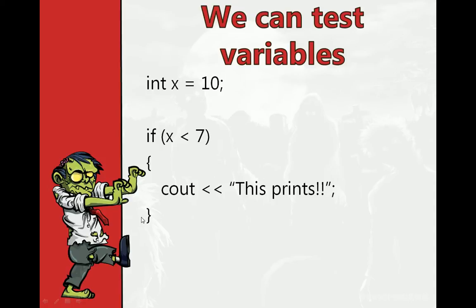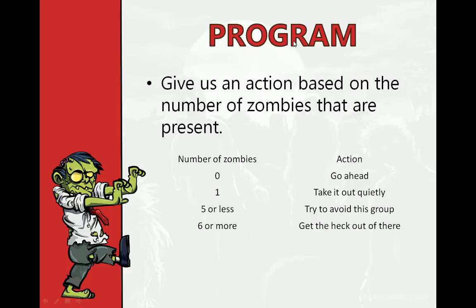Alright, so our program for this lesson is going to act based on the number of zombies that are present. If the number of zombies is 0, we're going to go ahead and proceed into the area. If the number of zombies is 1, we're going to take it out quietly, come up behind it, and pop it in the head. If 5 or less zombies, we're going to try to avoid this group, maybe skirt around it, because we don't want to take that many zombies on at once.